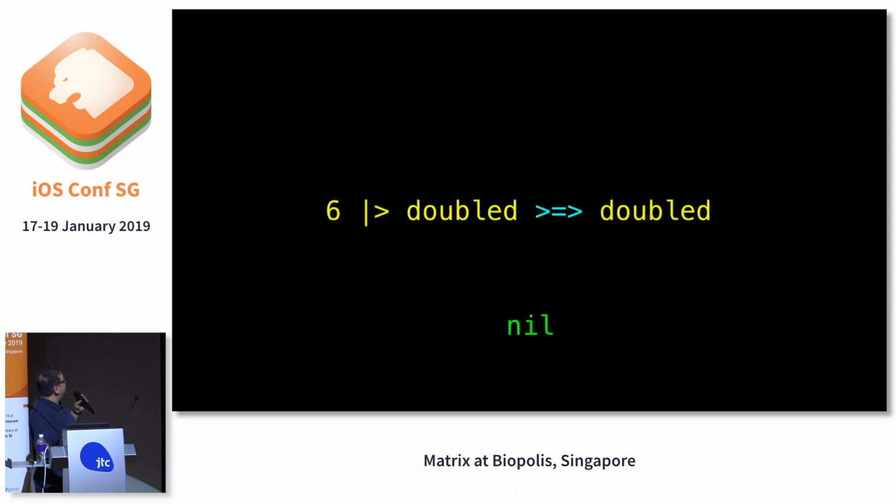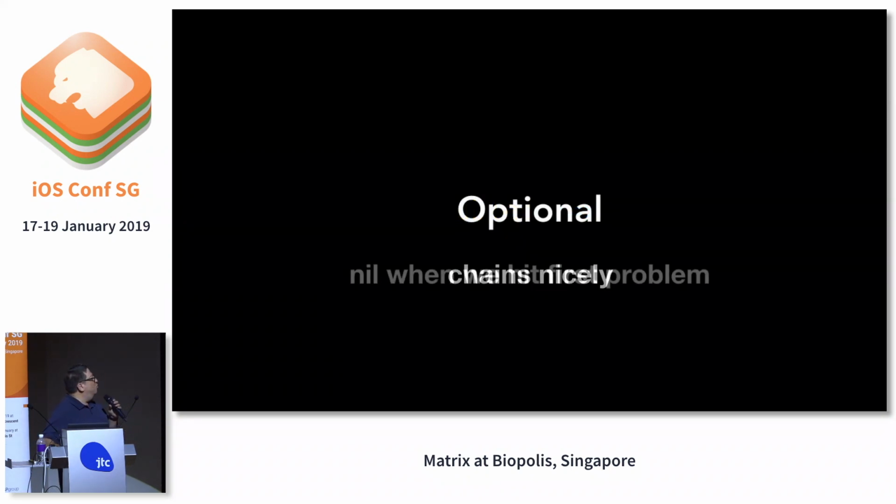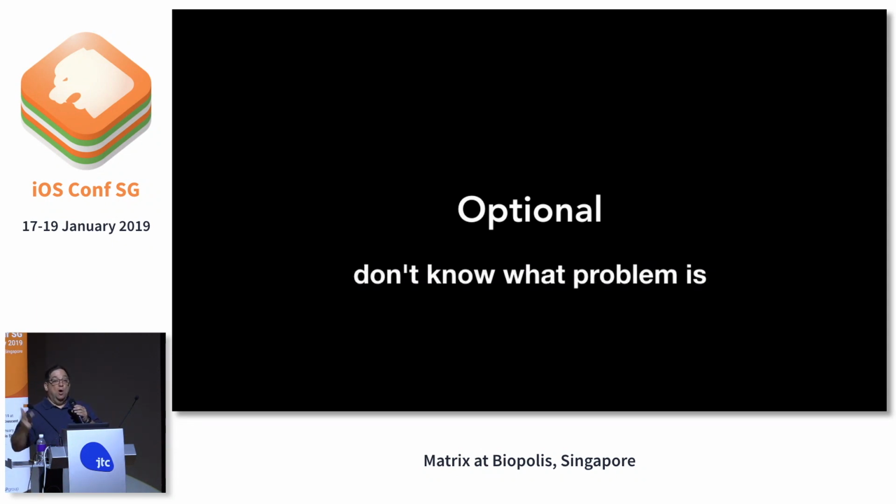So if I take 6 and I double it, and then I double it again, I get nil. So I either can get nil from the second doubled, or here I get nil because the first doubled is out of range. And so the nice thing is optionals chain nicely. I get nil when I hit my first problem. The problem is I don't know what that problem is. I just have nil. I don't know if it was because it was too small, too big. I don't know what went wrong.